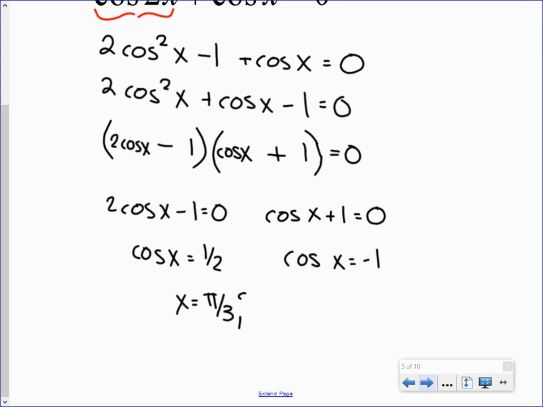I'm getting pi thirds, 5 pi thirds, and pi. You agree with my solutions? Yeah. 5 pi thirds coordinate is 1/2 comma negative square root 3 over 2. So its cosine is also 1/2. And 5 pi thirds fits in that interval from 0 to 2 pi. Any other questions?